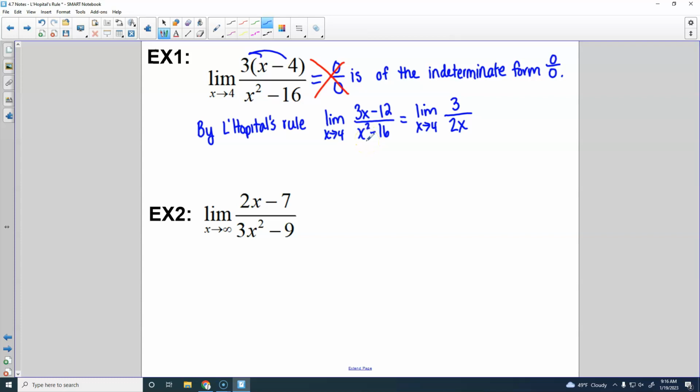Not quotient rule kind of derivative, right? You're doing the derivative of the top and bottom separately, which is much easier than having to do a quotient rule. So now I can plug in 4, 3 over 2 times 4, and that is going to give me 3/8.